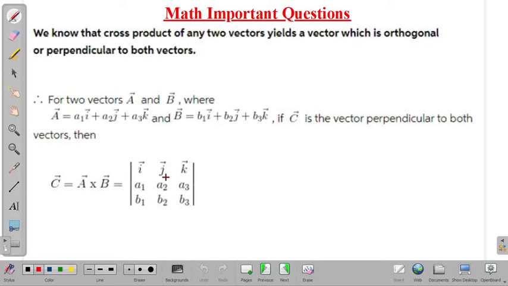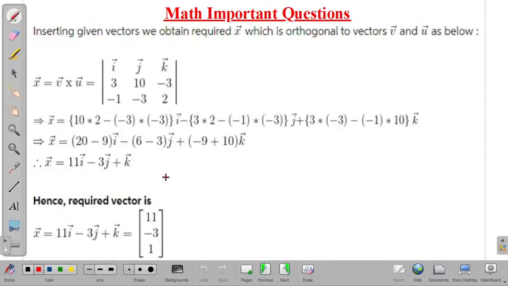Okay, so for the given vectors u and v, we will insert the given vectors in place of vector a and vector b. So vector x can be obtained as the cross product of vector u and vector v. Okay, so i cap, j cap, k cap, and the coefficients of i cap, j cap and k cap of vector v are 3, 10 and minus 3. Similarly, the coefficients of i cap, j cap and k cap of vector u are minus 1, minus 3 and 2.